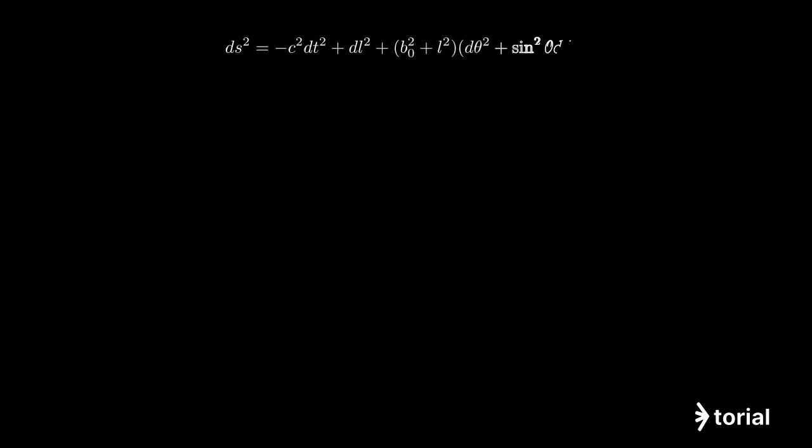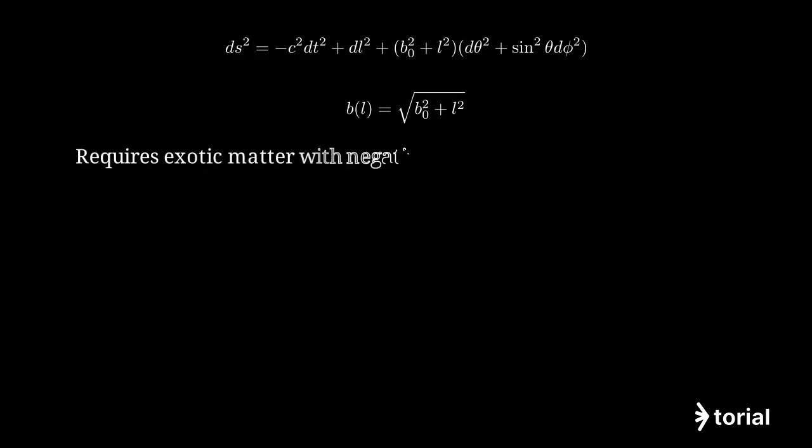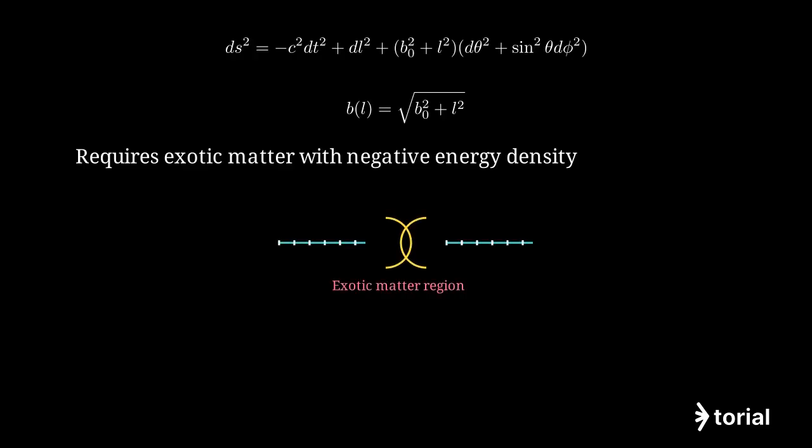The Morris-Thorne metric describes a wormhole with a throat of minimum radius b0 that remains open and traversable. The shape function b of L equals the square root of b0 squared plus L squared, describing how the wormhole throat expands. For the wormhole to remain stable and traversable, it requires exotic matter with negative energy density to hold it open. A traversable wormhole has a throat region filled with exotic matter that prevents collapse. This exotic matter violates the weak energy condition.